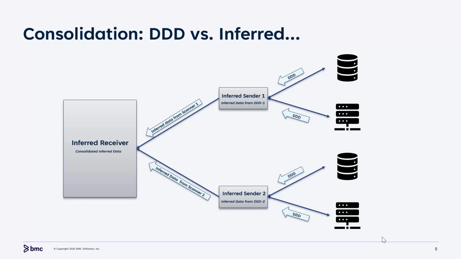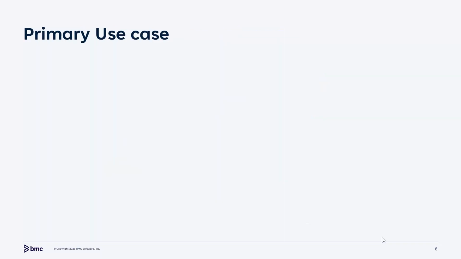Now you might be wondering, what was the requirement behind this new type of consolidation? So let me talk about the primary use case for this new type of consolidation. Keep in mind, this is a primary use case and not the only use case.